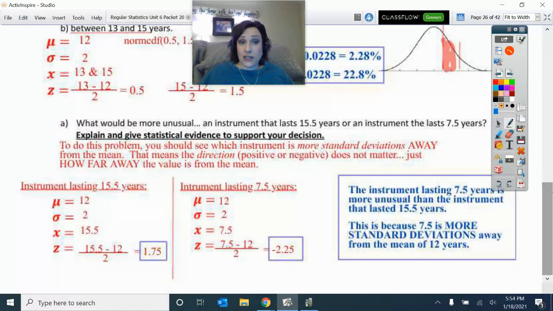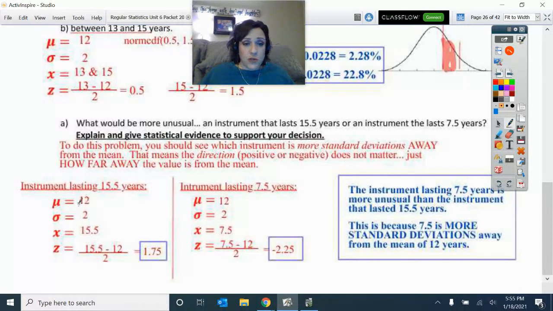Now, here's one last type of problem that you need to be able to understand. We want to know which instrument or which situation would you consider more unusual? Would an instrument that lasts 15.5 years or an instrument that lasts 7.5 years? Well, give statistical evidence. Don't just ramble off your thoughts about it. No, you use the information above about the mean of 12 and the standard deviation of 2.